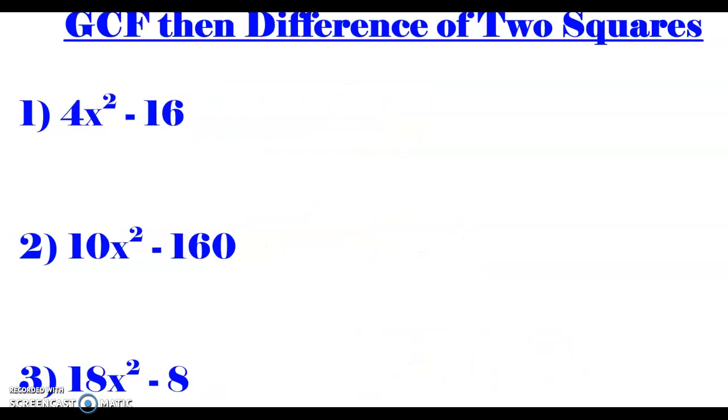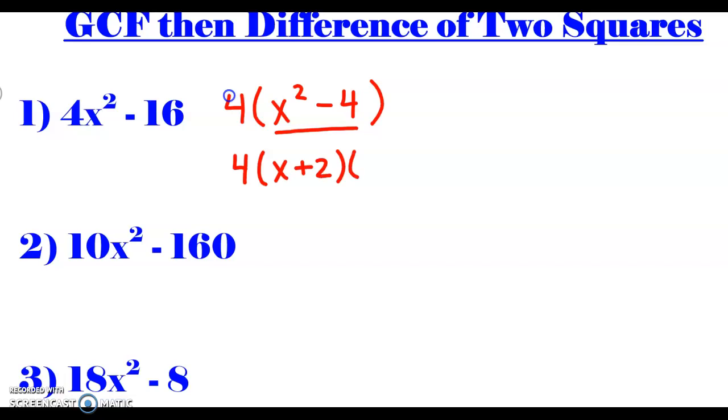All right, so as always, you always got to look for that greatest common factor first. So here you can see the greatest common factor would be 4, which then leaves inside x squared minus 4. In that case, that's not done. X squared minus 4 is a difference of two squares. So I have 4 times x plus 2 times x minus 2.